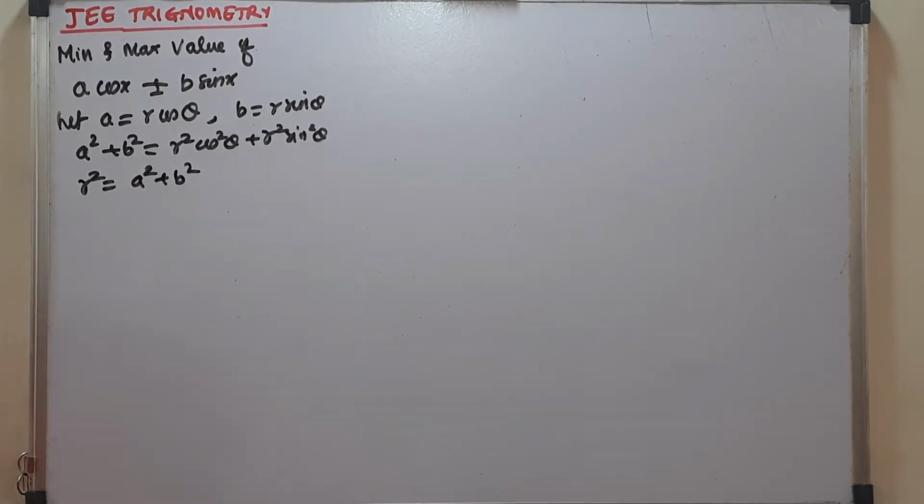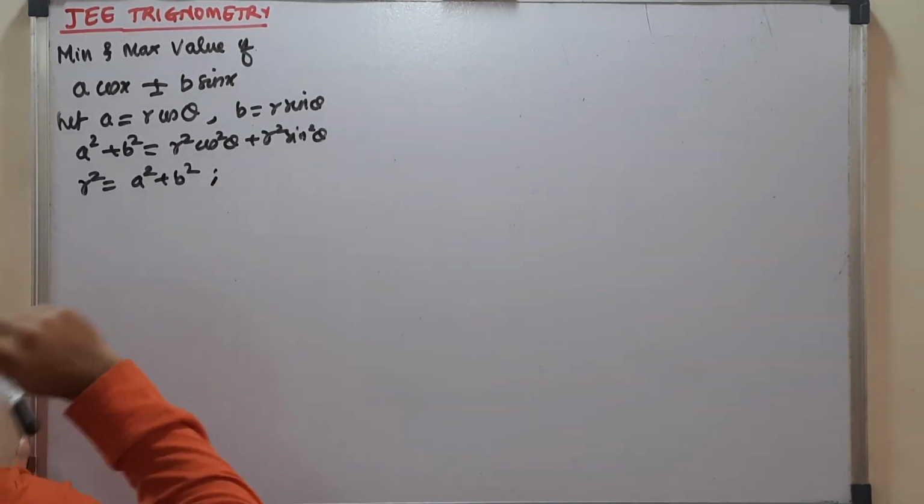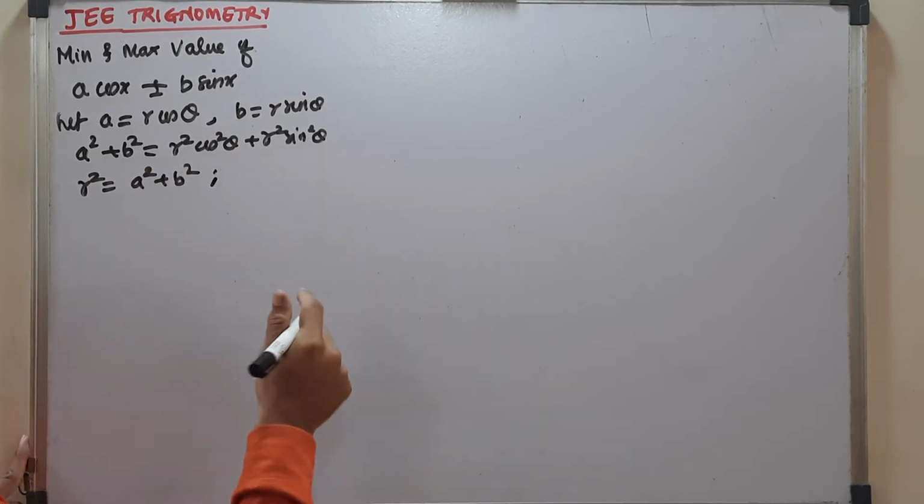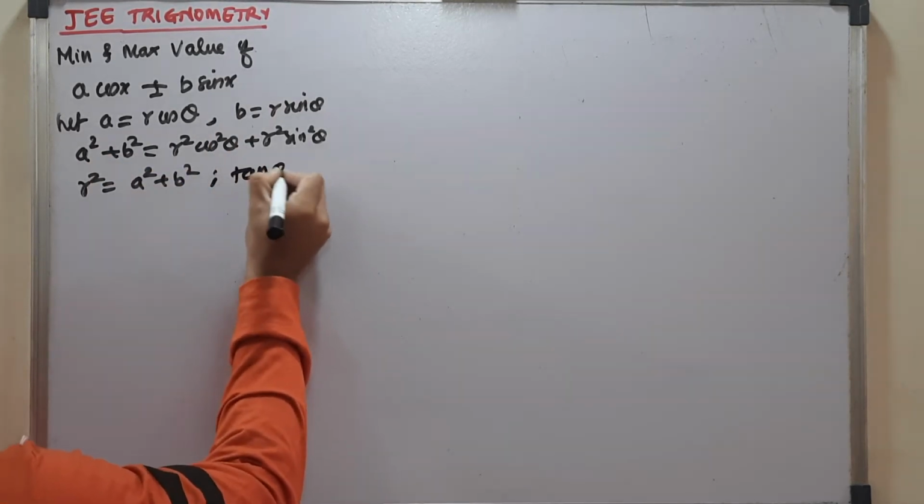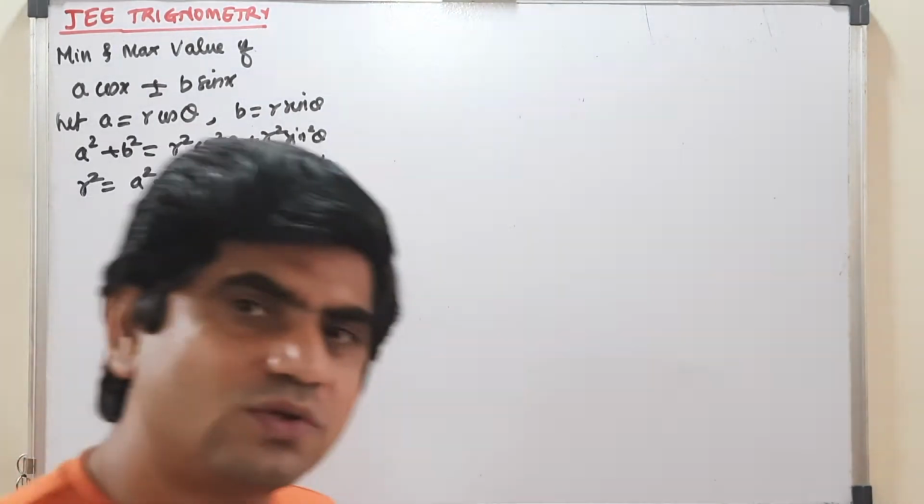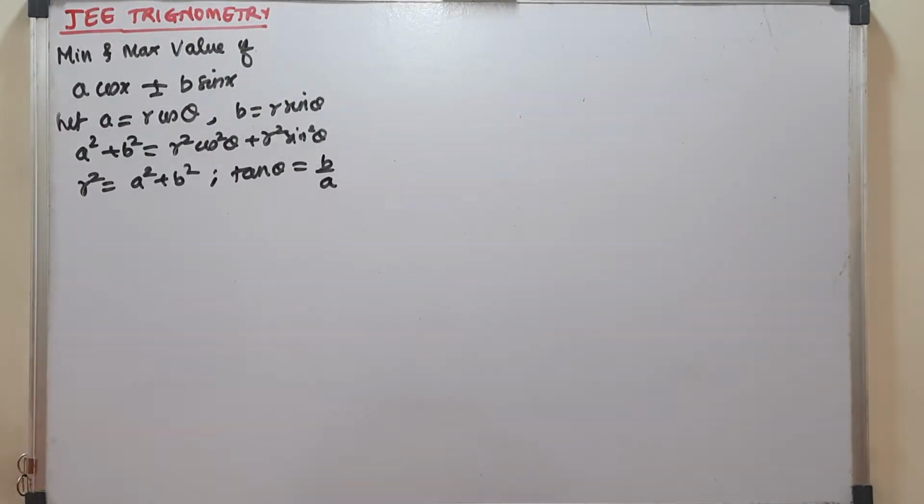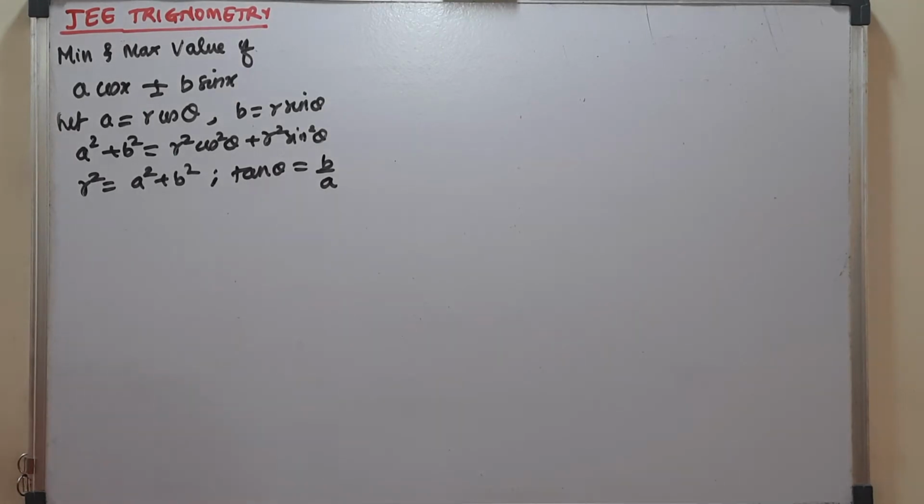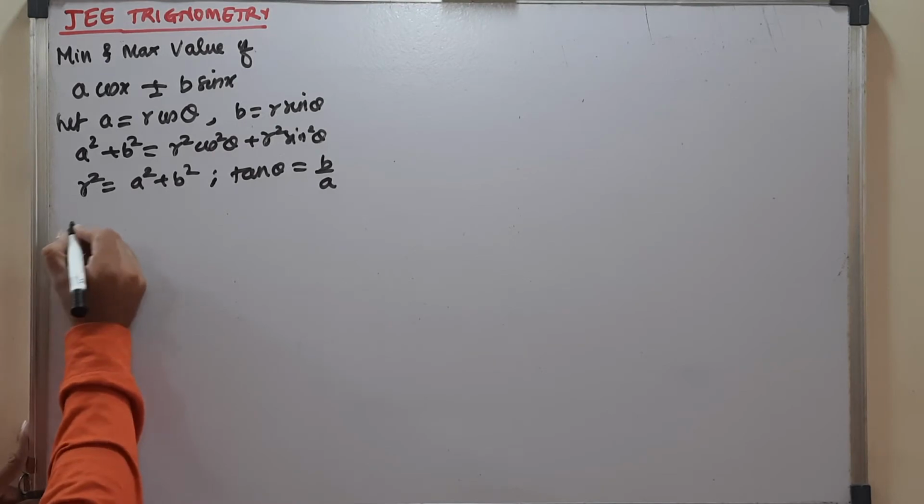And the second relation I am going to get is sin theta by cos theta is equal to tan theta. So tan theta is equal to b by a, which we already got in complex numbers also. So we know all these things very nicely. So we have r square is equal to a square plus b square and tan theta is equal to b by a. When I substitute it over here, what do I get?